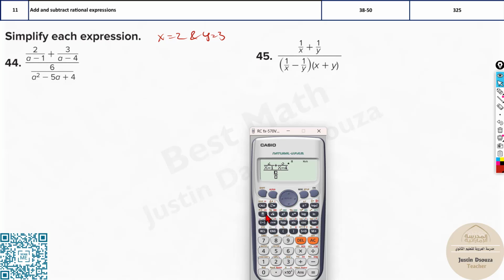And then now over here also there are fractions. 6 divided by a squared minus 5a plus 4. And calculate it at 2. The answer is negative 1 by 6. Now you can't change this calculation value. I can take it as say 6 over here.